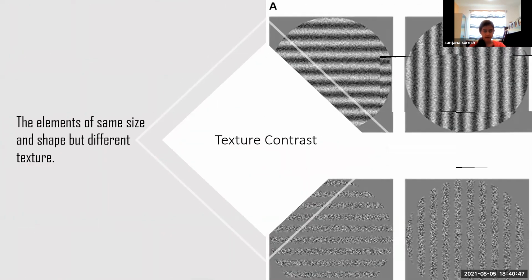So texture contrast, the elements of the same size and shape but different texture. You can see here in the first two images, they are the same size and same shape. In the second also you can see it is the same size and same shape, but you can see a texture difference in both. So this is called texture contrast.